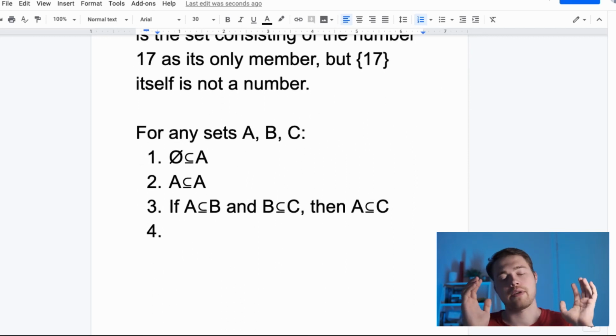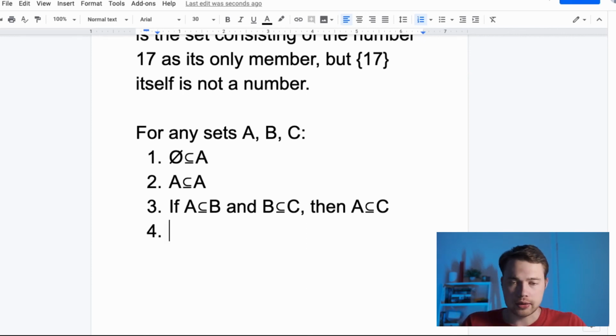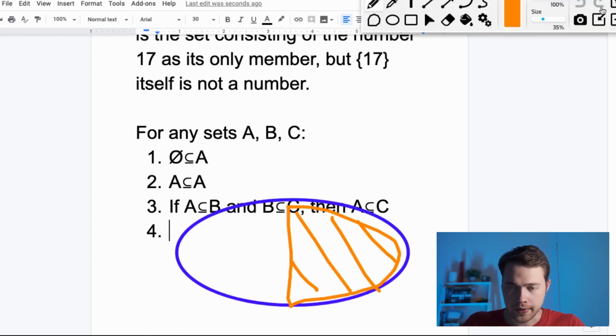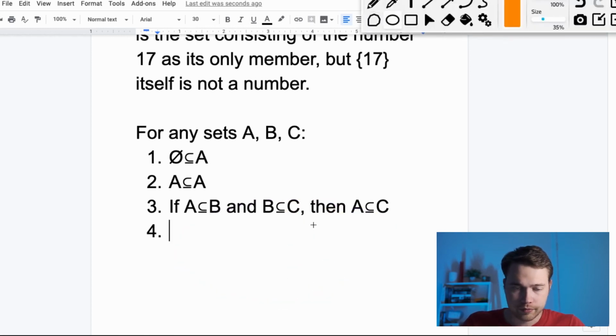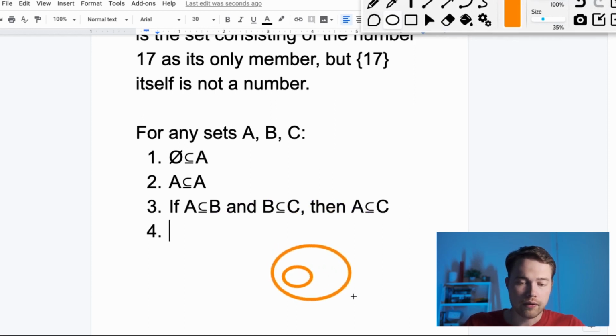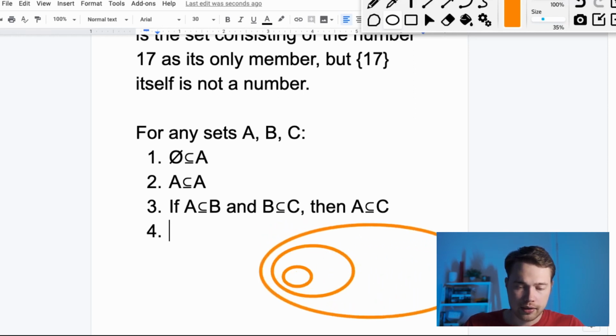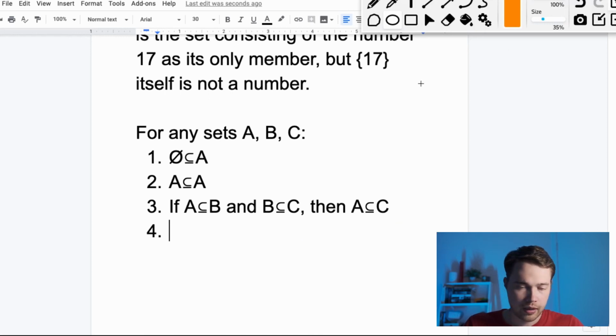So basically, I'm going to draw that just to make sure that you understand this. Let's say that's your A and this is your B. And let's say B turns out to be a subset of C, like this. Then A, the original small circle, is a subset of the big circle, which is C.